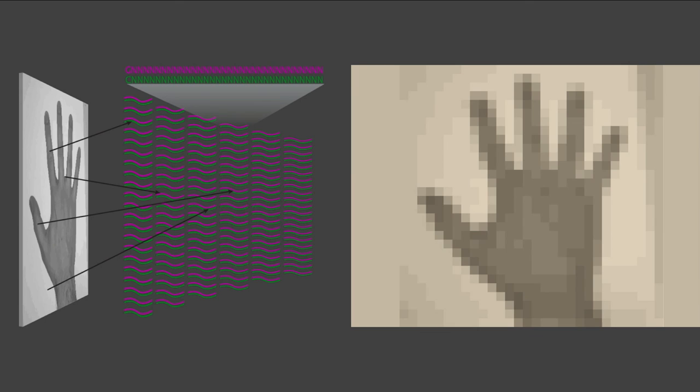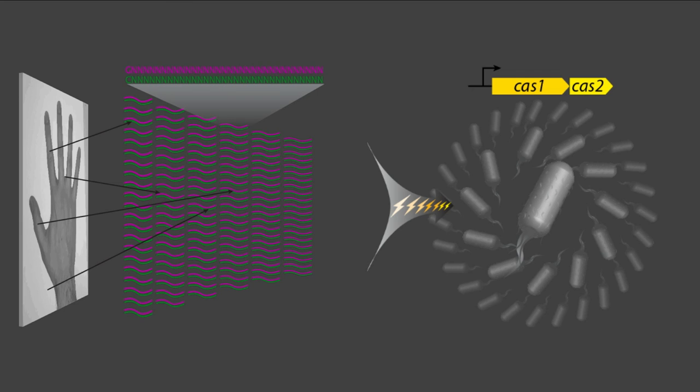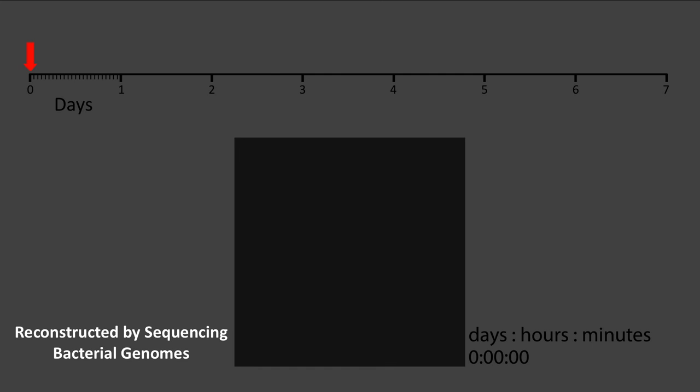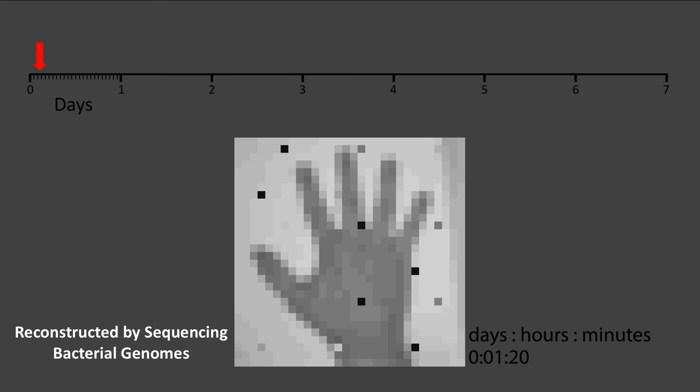So we encoded the images of a human hand into strings of DNA bases and delivered them with a pulse of electricity into bacteria that express two proteins from the CRISPR system, Cas1 and Cas2. And these proteins will actually integrate that piece of DNA into the bacterial genome. We can then recover the image by sequencing the bacteria, and this process occurs in about an hour, and the image is stable, and we can recover it for, as far as we can tell, forever.